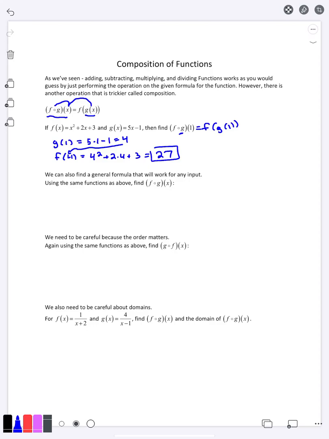Now, what if you don't have a specific value of x? What if instead you are just trying to find a formula that will work for any value of x? Well, that is the same idea: you're going to take the g and plug it into the f here. And so what is my g function here? My g function is 5x minus 1. And I'm going to then plug that into the f function. So wherever we see an x over there, we're going to replace it with 5x minus 1. 2 times 5x minus 1 plus 3.